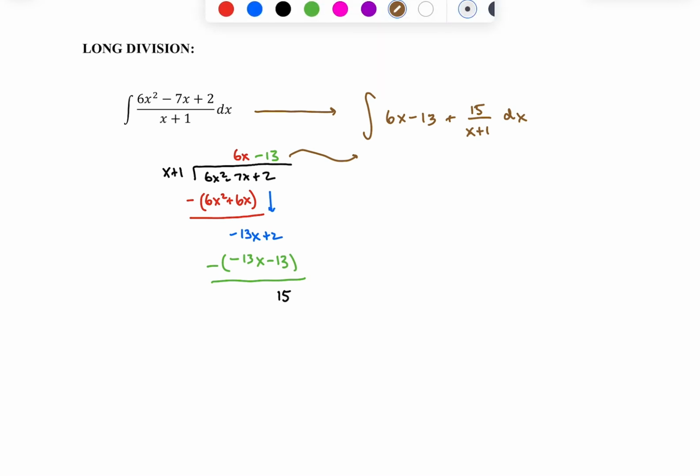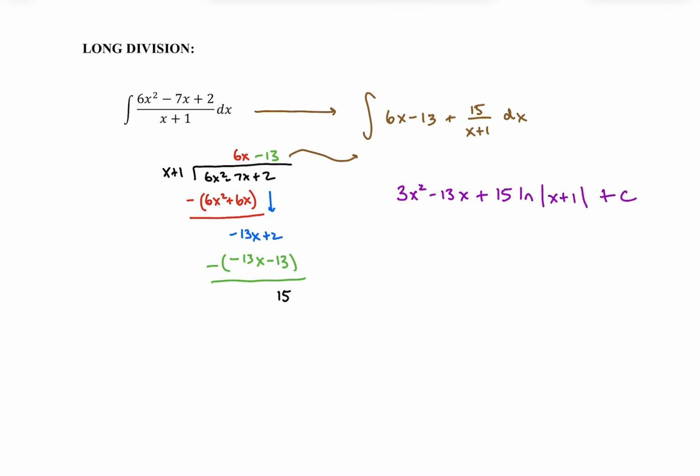Now what we can do is take our antiderivative really easily using our old techniques. We have our power rules, 3x squared minus 13x, and then this is going to be 15 multiplied by the natural log of the absolute value of x plus 1. This is a general antiderivative, so then we have plus C, and that's your answer.